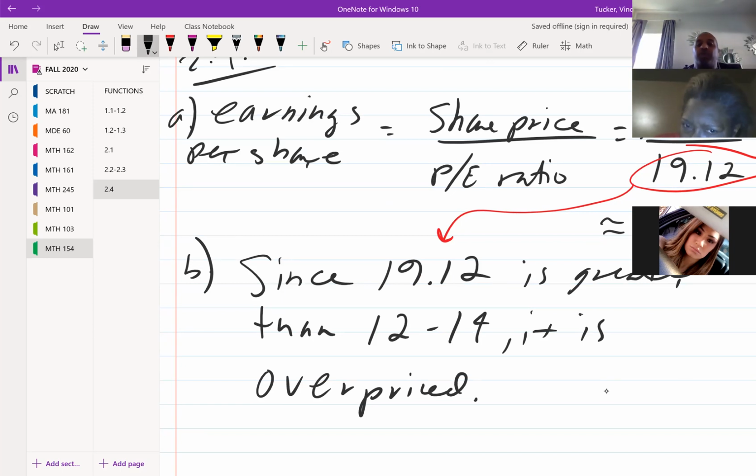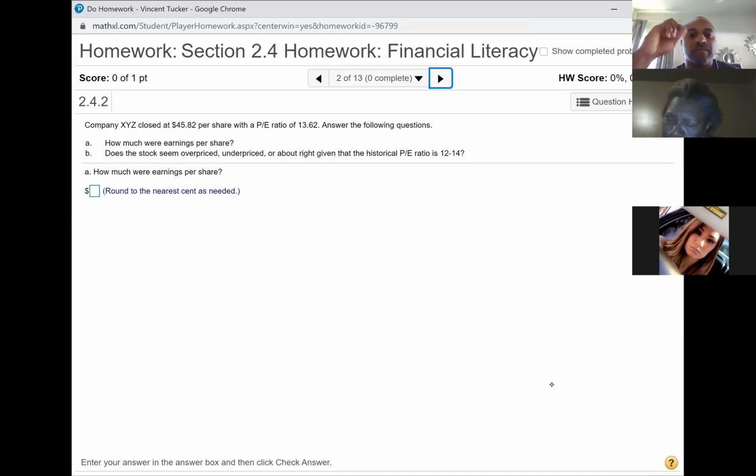All right. So now, if it was in between 12 to 14, it would have been about right. What was the terminology to use? Yeah, about right. So if it was between 12 and 14, it would have been about right. If it was less than 12, then it would have been underpriced. So that's how you would do that. So in this last example, this one has a PE ratio of 13.62, so we would have said that this one was about right because it's in between the 12 and 14.